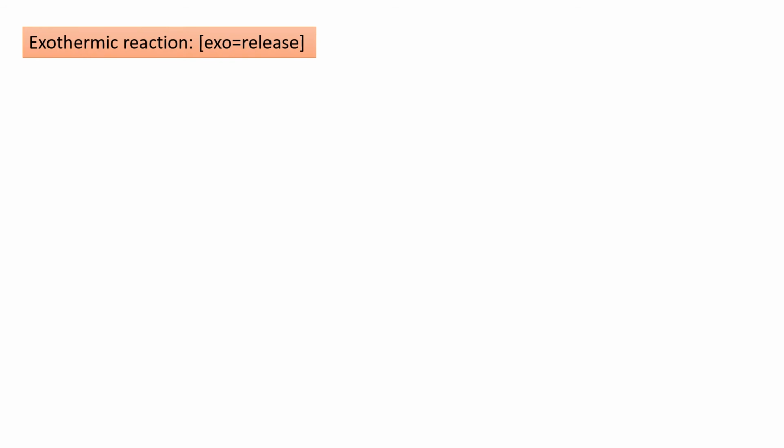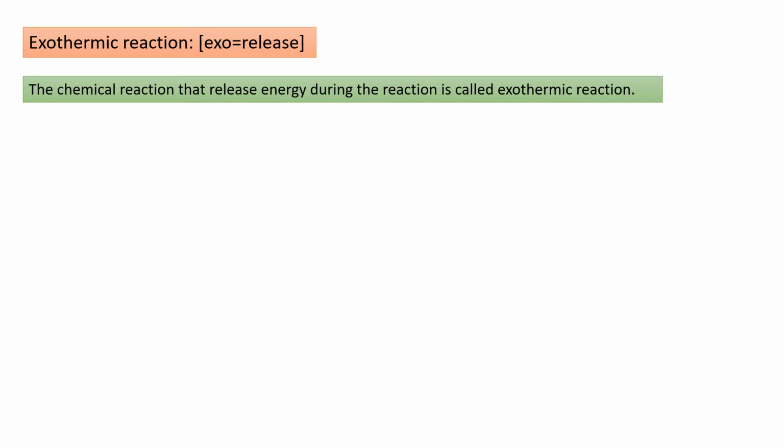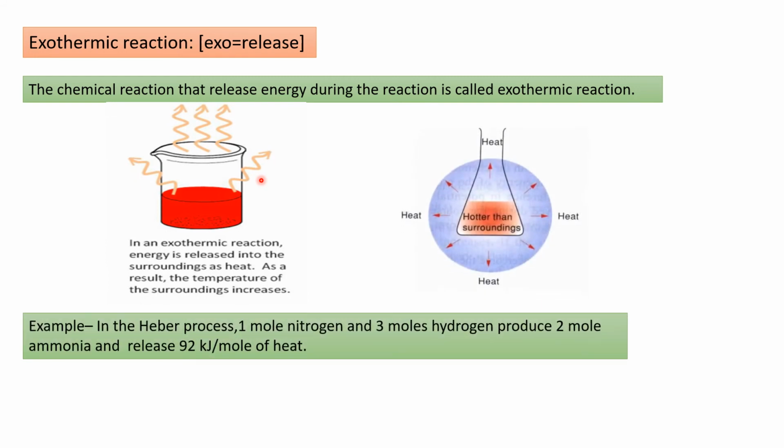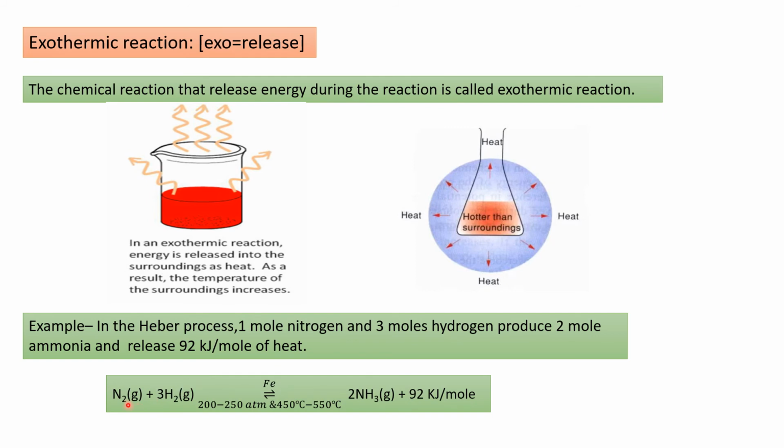Exothermic reaction, exo means release. So the chemical reaction that releases energy during the reaction is called exothermic reaction. Example, in the Haber process, 1 mole nitrogen and 3 moles hydrogen produce 2 moles ammonia and release 92 kilojoules of heat. In an exothermic reaction, energy is released into the surroundings as heat. As a result, the temperature of the surroundings increases, hotter than surroundings because energy is released here.